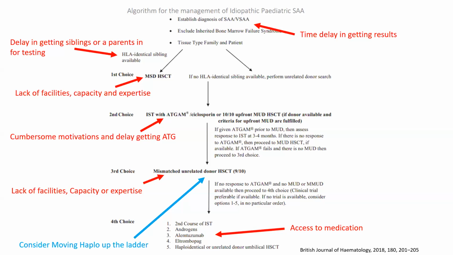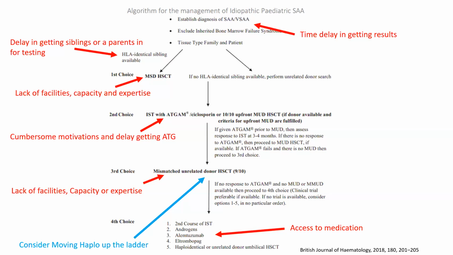If we want to go on to perform a matched transplant or a mismatched transplant, with the assistance of GKMS now, it has become a reality. Again, it just comes back down to gaining momentum. And then access to further medications such as Eltrombopag and Campath are also problematic within the public sector.